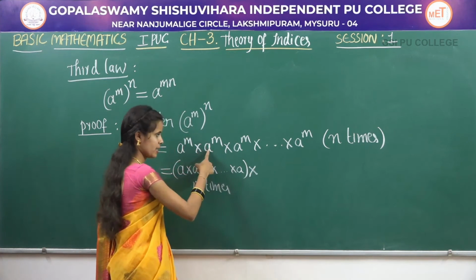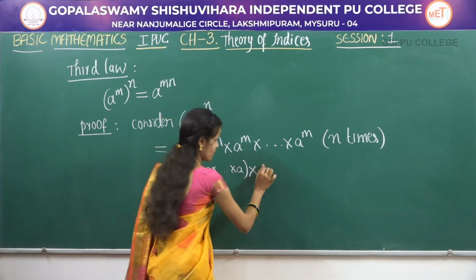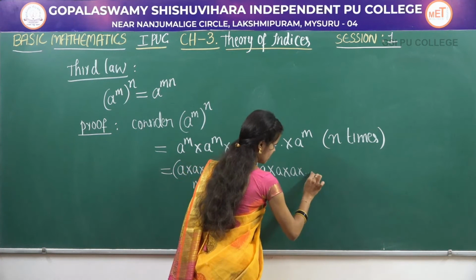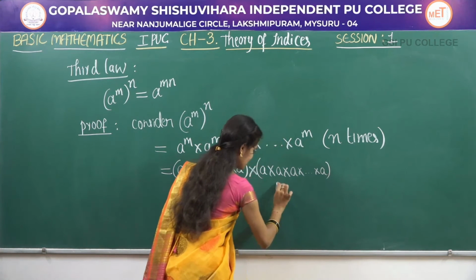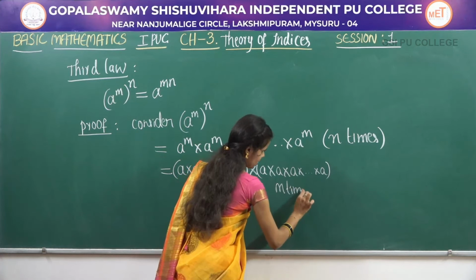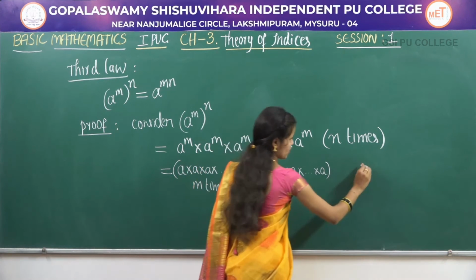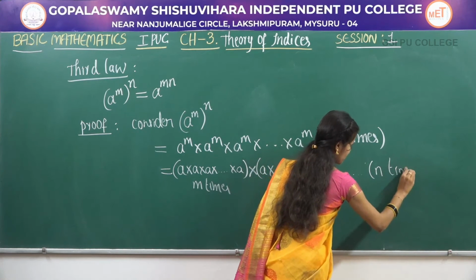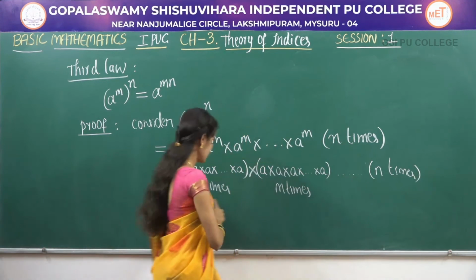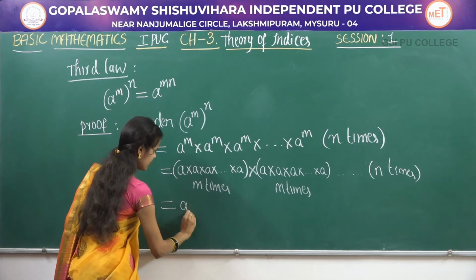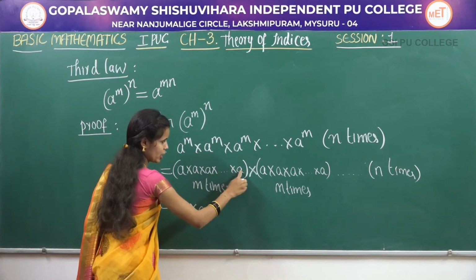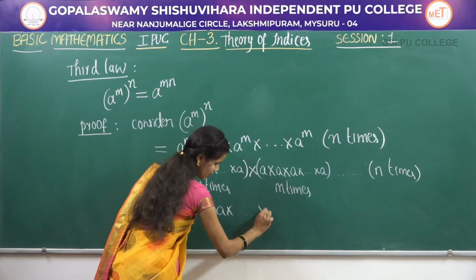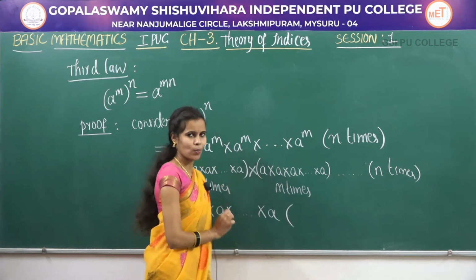a into a, next here also m times. a into a up to a, how many times? n times. So total a into a, n times. Next, a into a into a up to a, how many times?